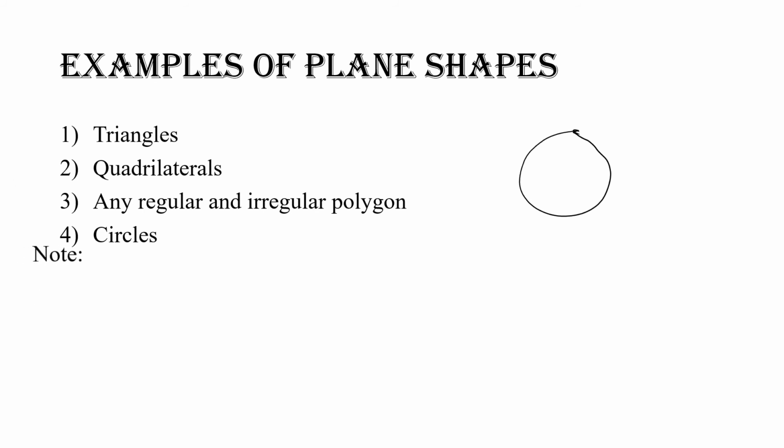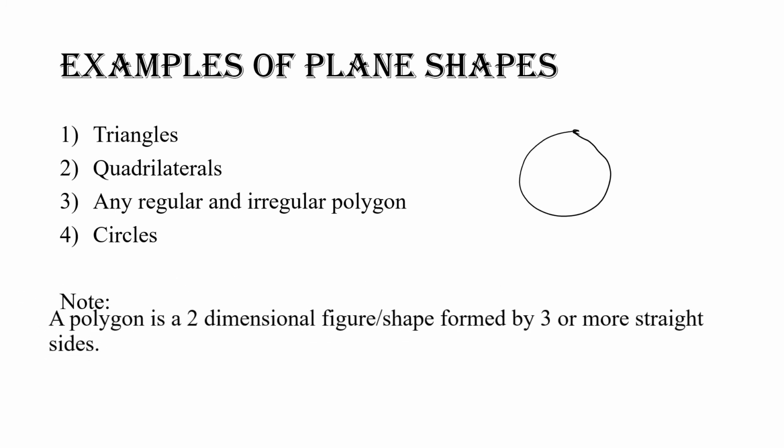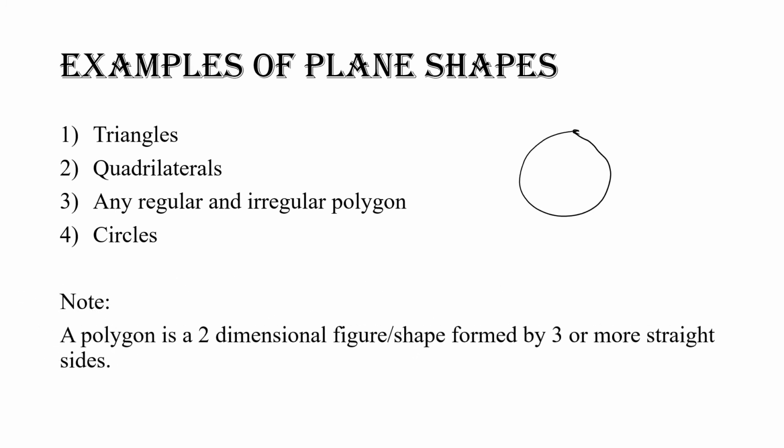And I was defining a polygon earlier, and here we have a polygon. So a polygon is basically a two-dimensional figure or shape formed by three or more straight sides. So that's basically a polygon.